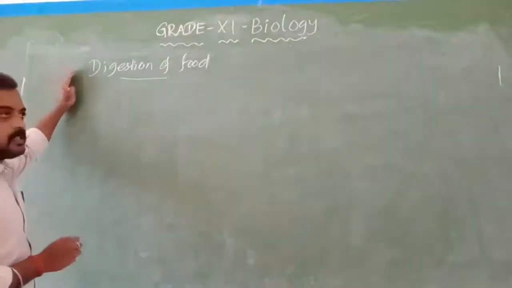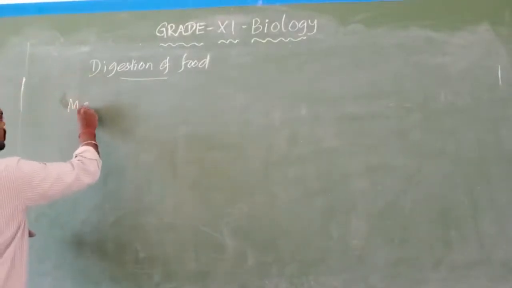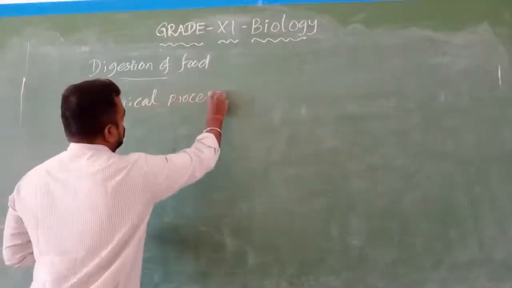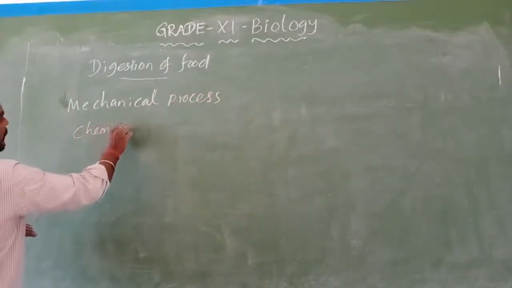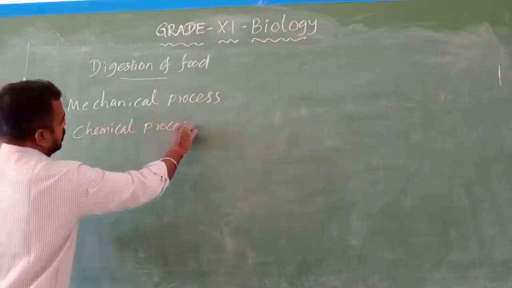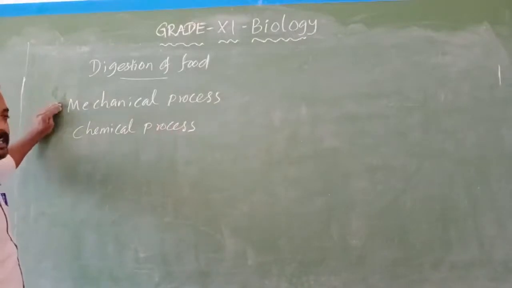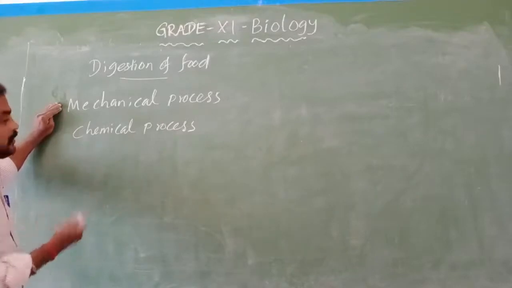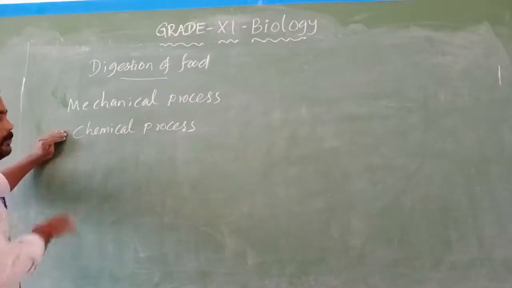First, the digestion process is completed by two things: one is the mechanical process, and another is the chemical process. The mechanical process, I think you know, is grinding by our teeth. In the chemical process, enzymes are involved in the digestion.